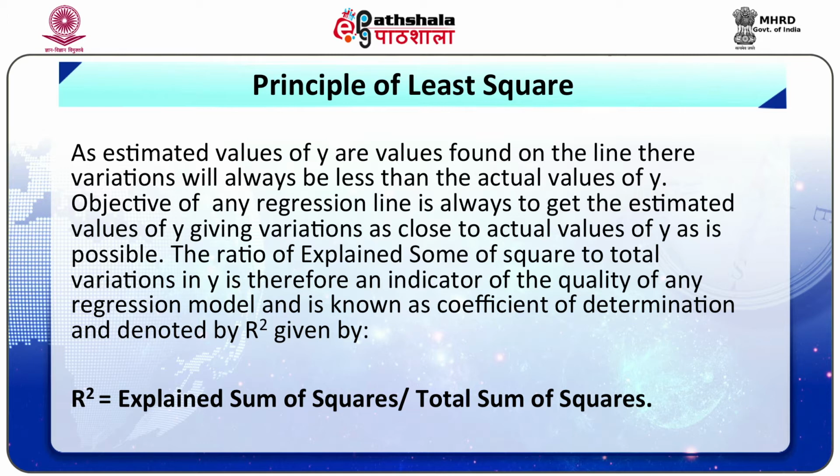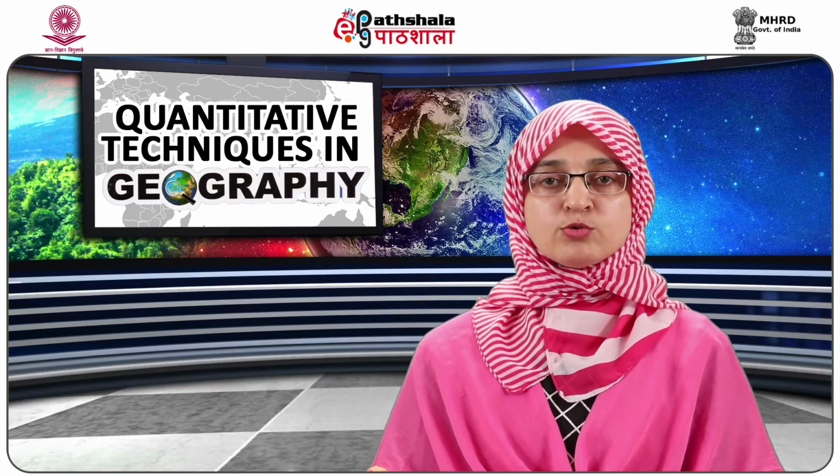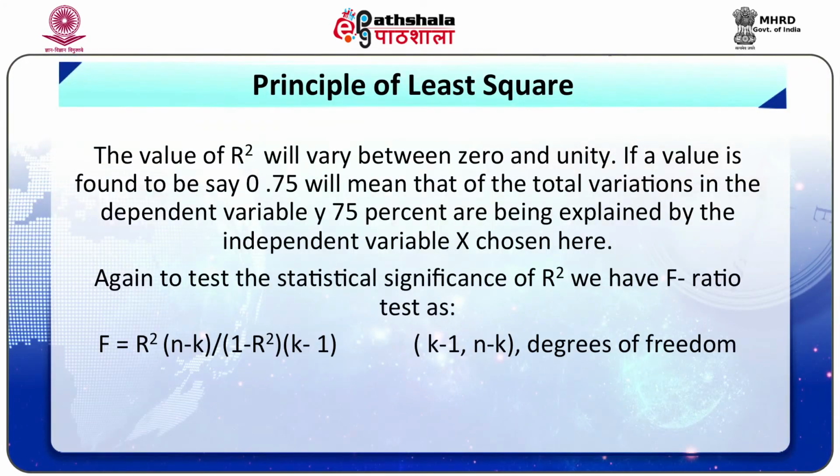The ratio of explained sum of squares to total variations in y is therefore an indicator of the quality of any regression model and is known as the coefficient of determination, denoted by r square, given by r square equal to explained sum of squares upon total sum of squares. The value of r square will vary between 0 and unity. If a value is found to be, say, 0.75, it will mean that of the total variations in the dependent variable y, 75% are being explained by the independent variable x chosen here.